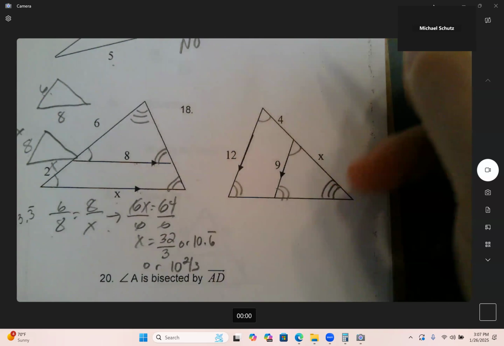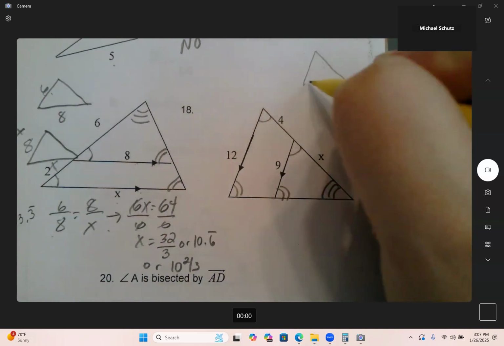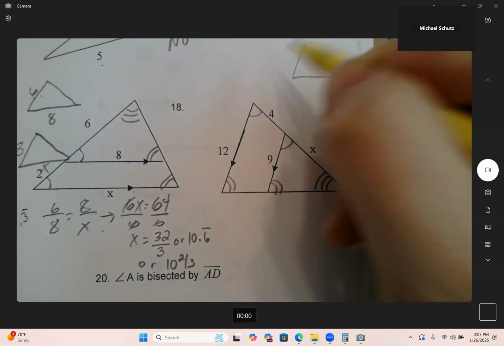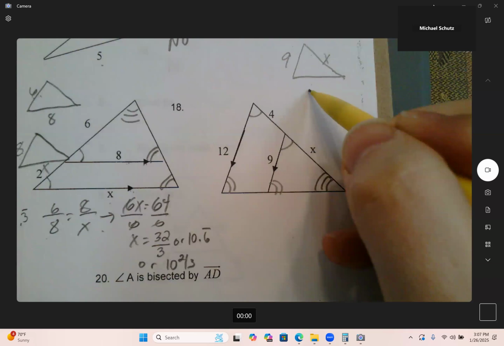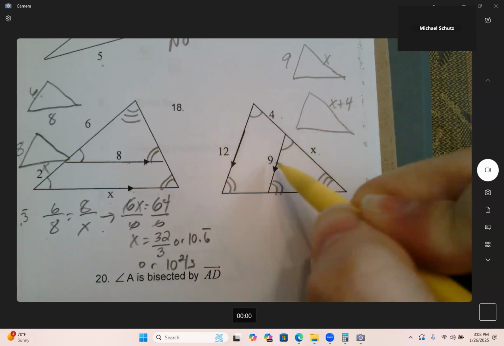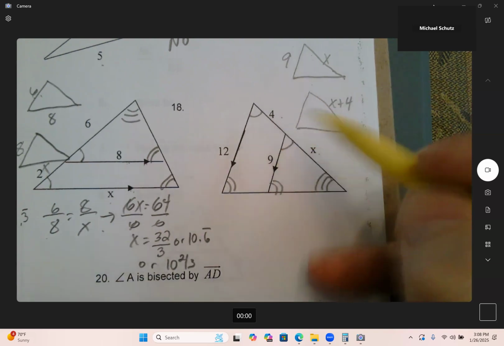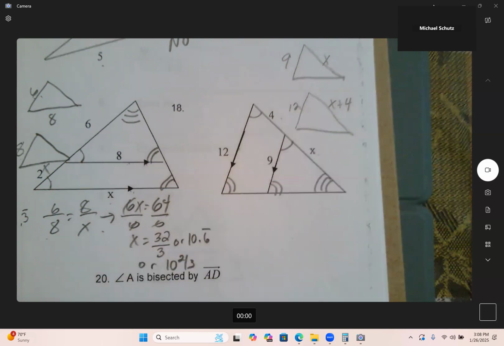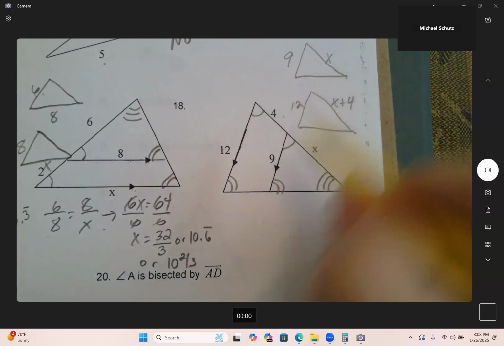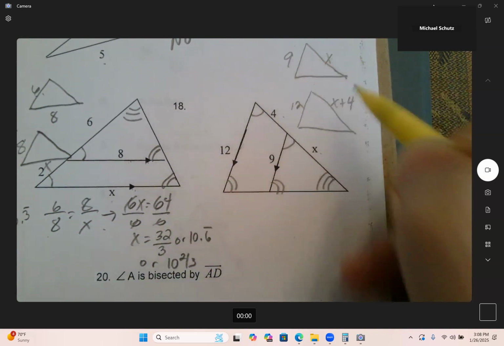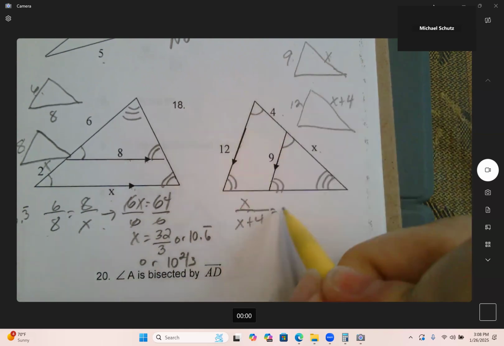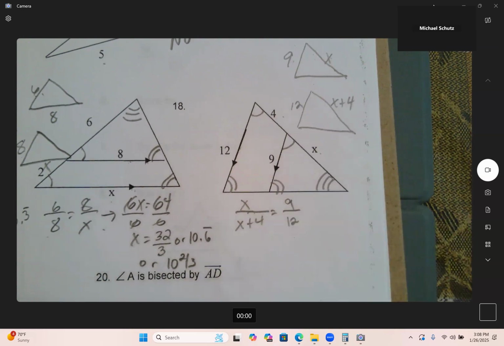I'm going to draw two similar triangles. So here's the smaller one first, this little one right here. This is X and this is 9. And then here is the larger triangle, X plus 4. And then this is going to be 12 over here. So here are the two triangles that we're working with. So X goes with X plus 4. And then the 9 goes with the 12. This is how we have to set it up.